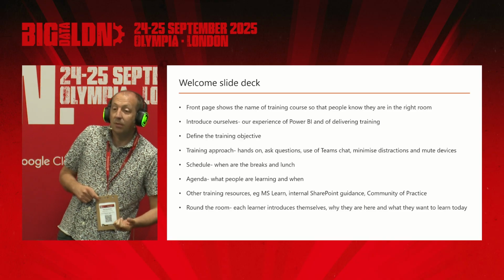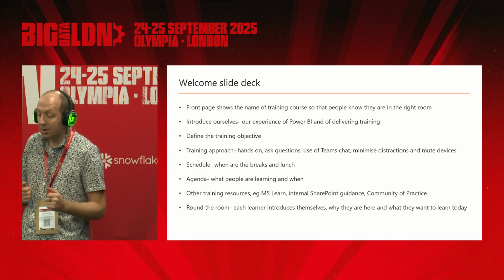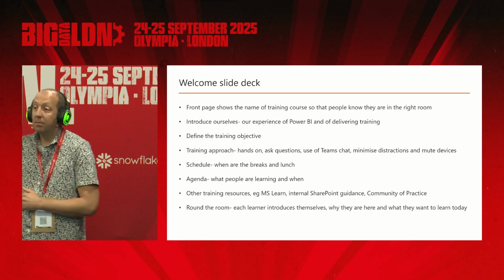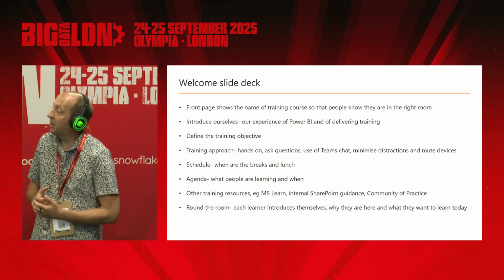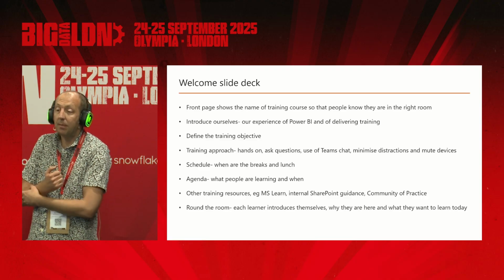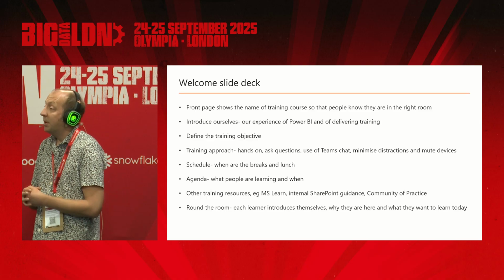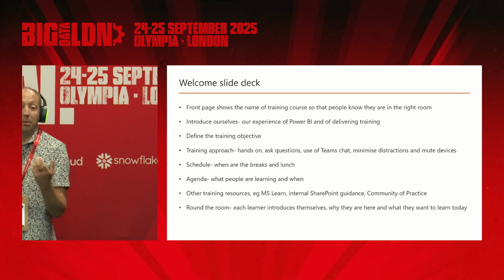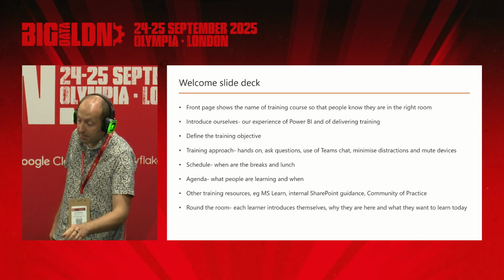We'd introduce ourselves, share our experience of both the tool, technology, and delivering training, so people gain a little bit of confidence in us. Then we're going to define the training objectives. So why are we here? What are they going to get from this? Some of our delegates may have chosen to come, some of them may have been sent by their line manager or been obliged to go. So it's important they understand why they're giving up their time for this.